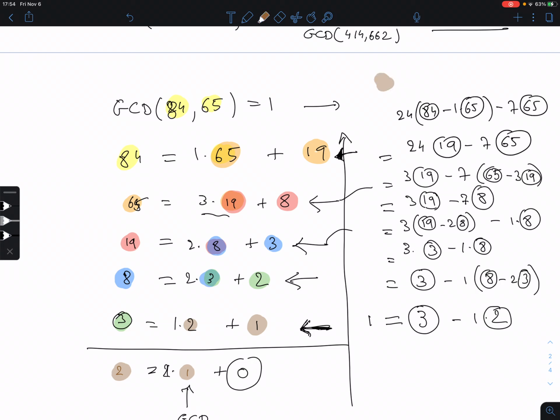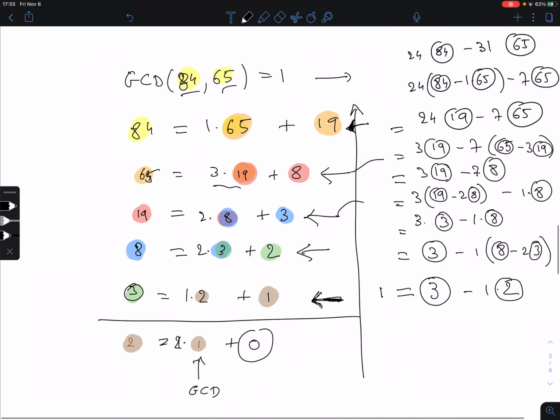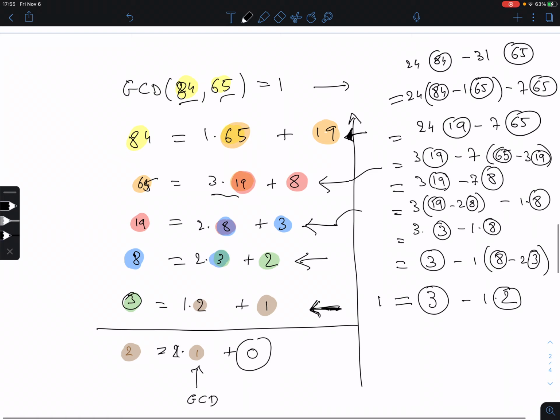I get 24 times 84, right? That's nothing combined, but now combining the 65, what's the coefficient there? We have 24 times minus 1, that's minus 24, and a minus 7, that's minus 31. And these are now the original two numbers that I worked with, right? Because there's no equation anymore, so I'm done. And what it says is, remember this is all equal and starts from here, so 1 is equal to 24 times 84 minus 31 times 65.